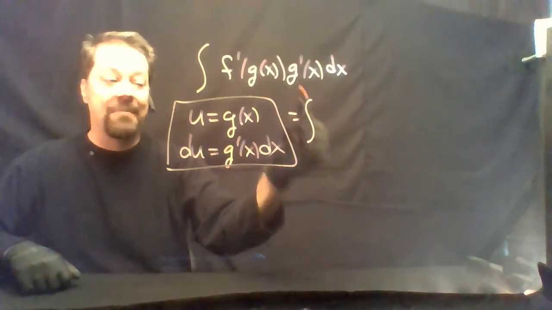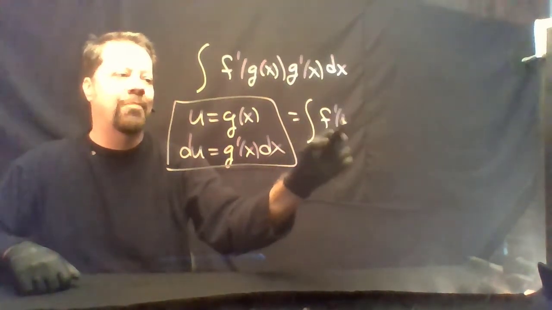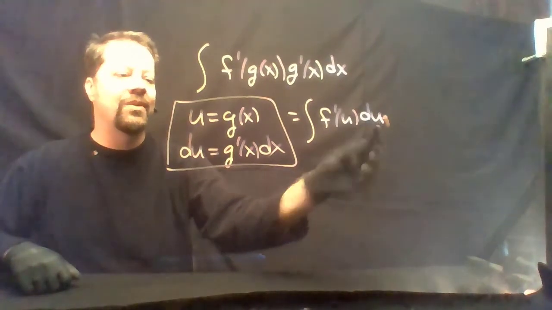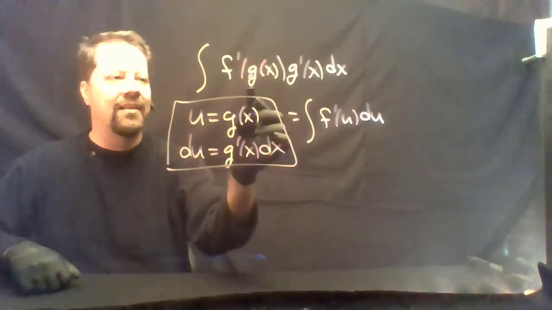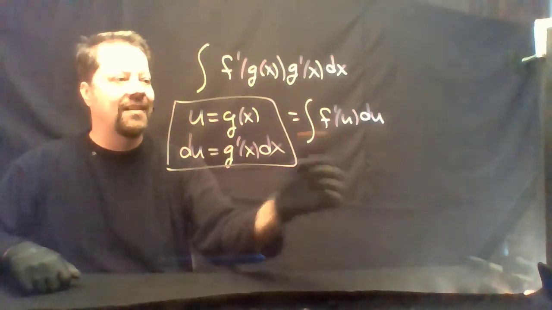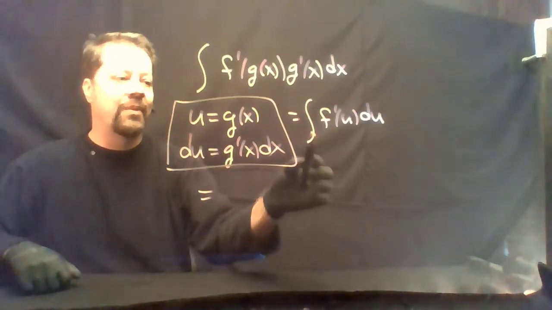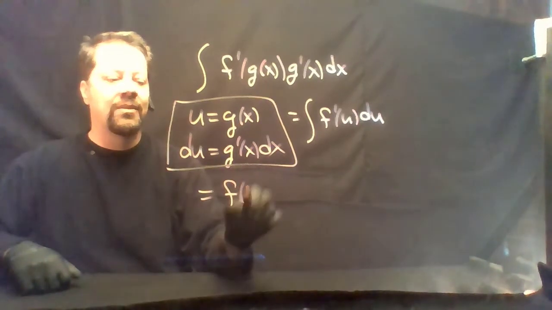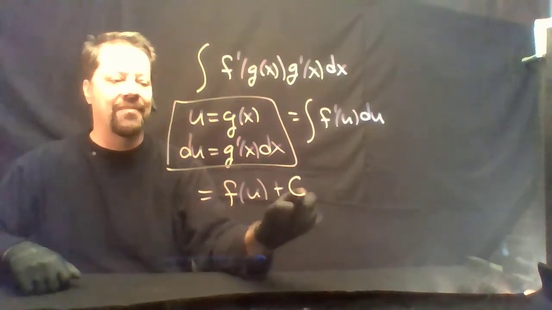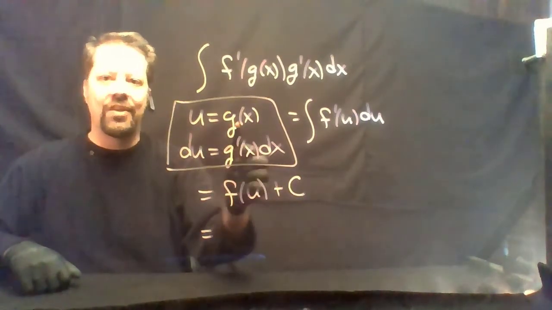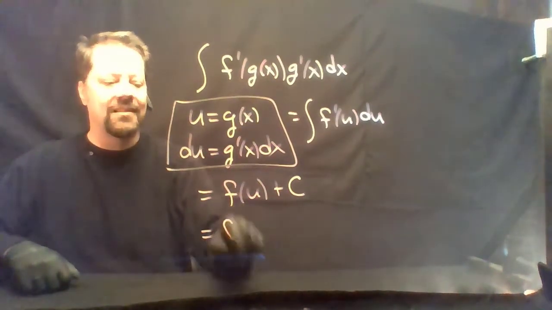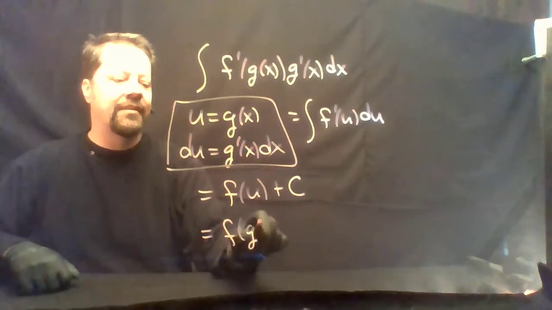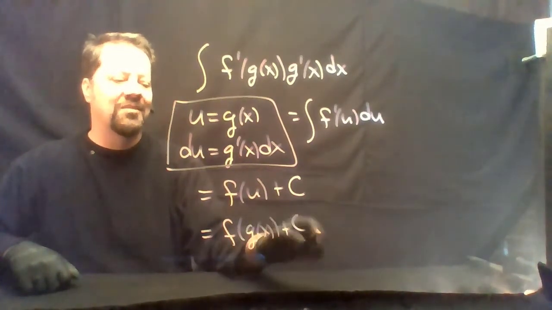The integral may now be expressed as f prime of u du. Notice that g prime of x dx goes away to become du, g of x becomes u, and now it's clear when we integrate f prime, we will get f of u plus c, but replacing the u back, because the problem is supposed to be stated in terms of x, we get f of g of x plus c.